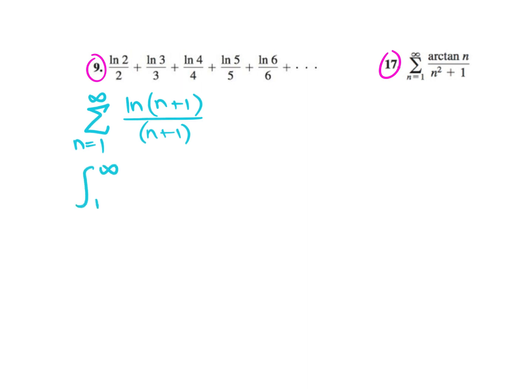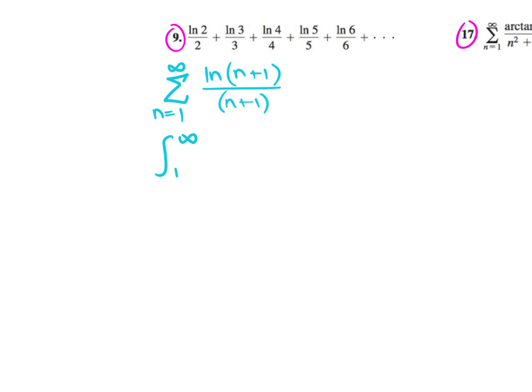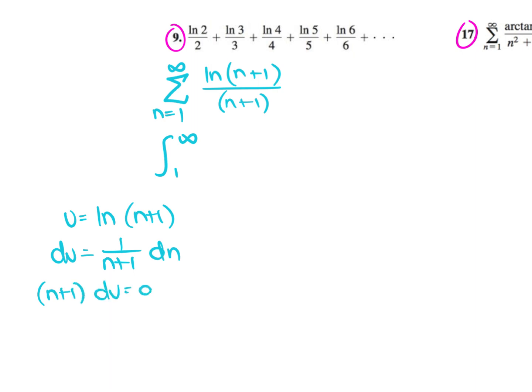What are we u substituting? ln of what? Yeah, and started with 2. So you did ln of n with n starting at 2. I did not even show my u substitution, I think. If I do ln of n plus 1, that means my du is 1 over n plus 1 dn. So n plus 1 du equals dn.